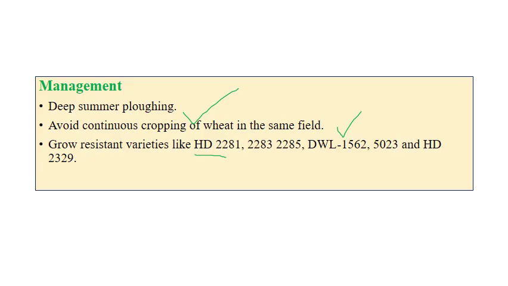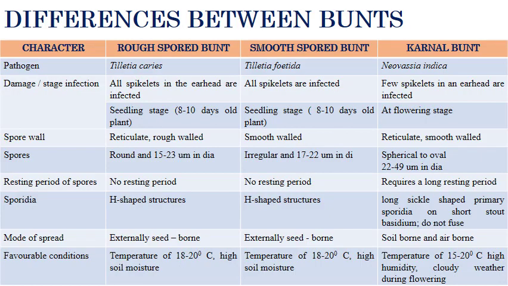So coming to the differences between different types of bunts, that is rough spore bunt, smooth spore bunt, or karnal bunt. Now we'll see the differences, and the first one is the pathogen. Rough spore bunt is caused by Tilletia caries, whereas smooth spore bunt is caused by Tilletia foetida.